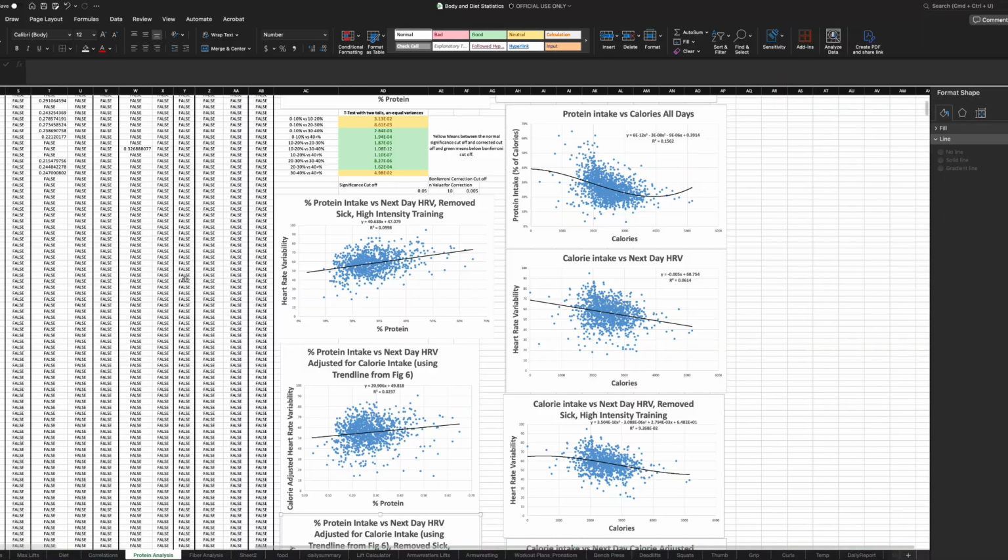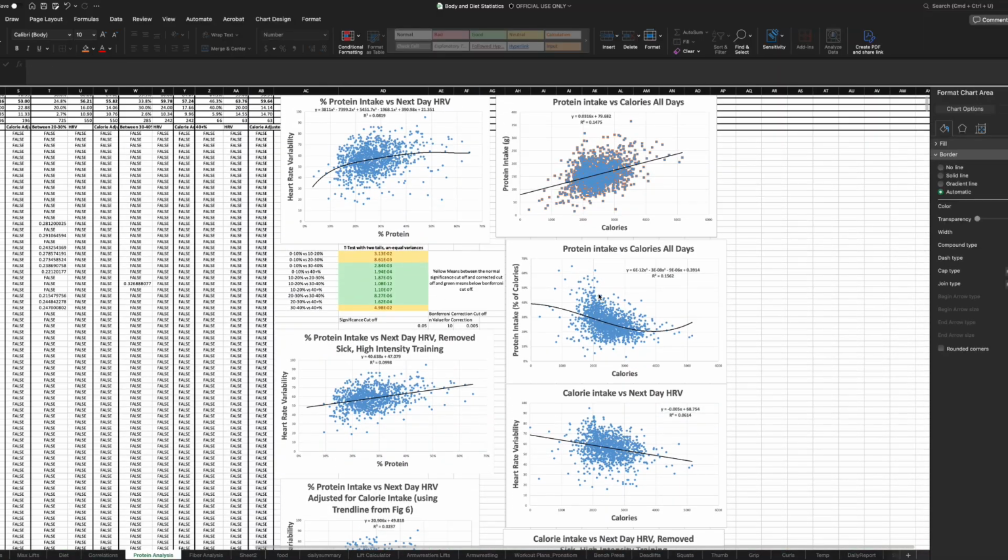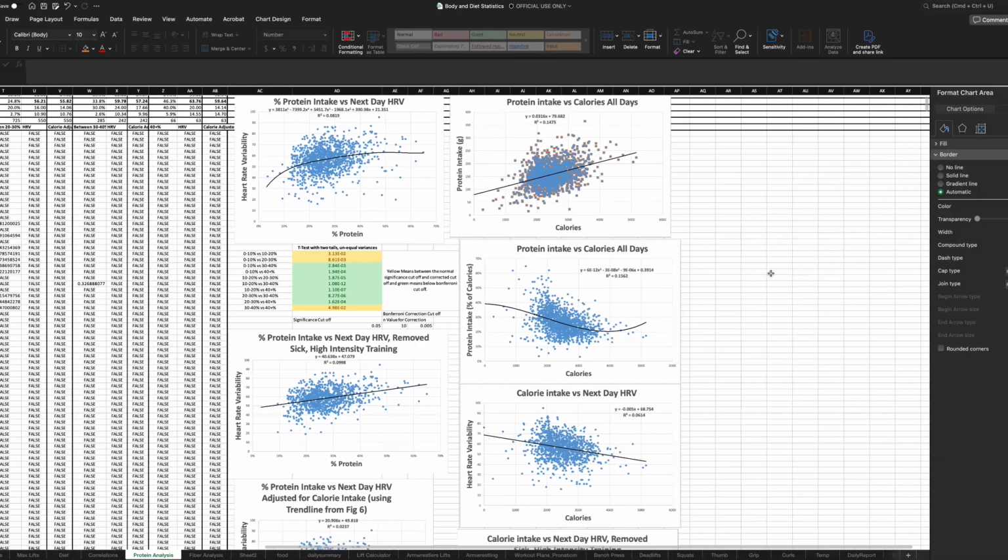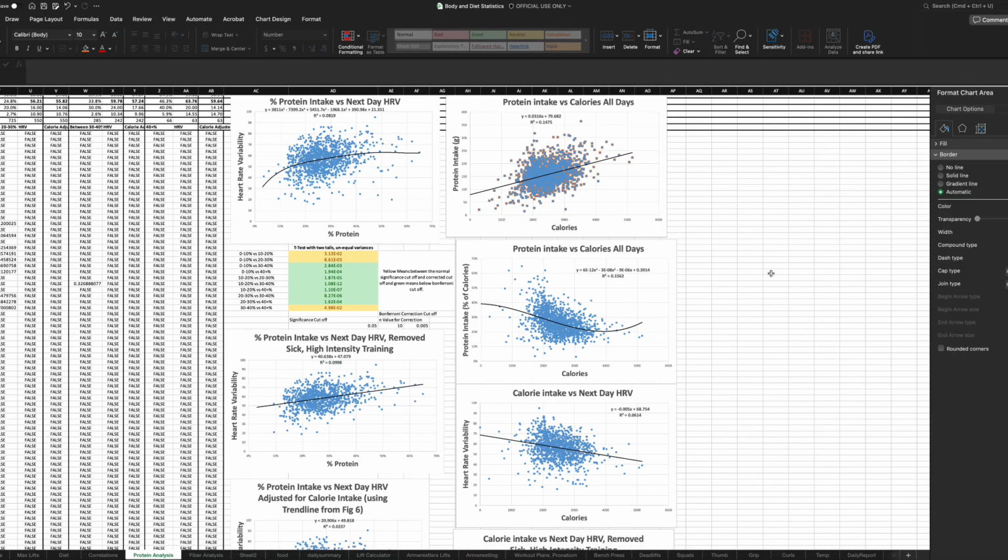And this is the average of a very large amount of data. And obviously there's going to be spread because there's so many other factors affecting it. But there is still remaining a small positive correlation with percent protein intake and the next day heart rate variability. And that's something interesting. So I just thought I'd share this.